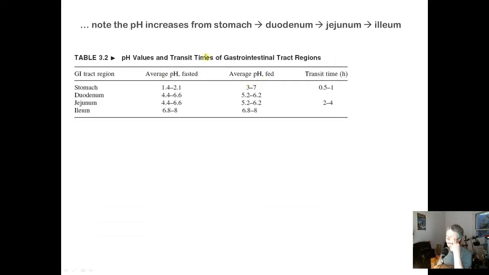So this shows the pH and transit times of the different GI tract locations, and the stomach, of course, is an acidic environment. It actually depends on if you're fasted or fed, but it's definitely acidic, and fasted is a little more acidic. And if you're fed, it's a little less acidic. But as you can see, the pH increases from the stomach to the duodenum. Jejunum is pretty similar, and then the ileum is a little higher.